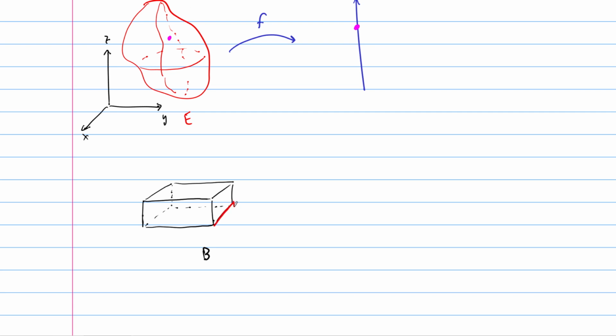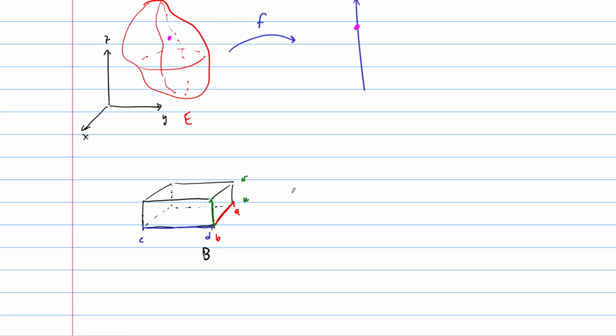So maybe this one goes from A to B in this direction. Maybe the y goes from C to D, and then the z maybe goes from E to F. Maybe I don't really want to use E and F. Let's say from U up to V.